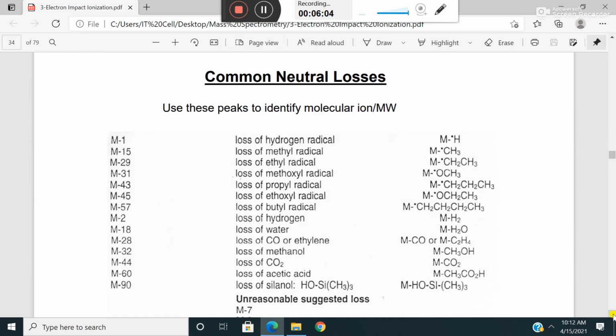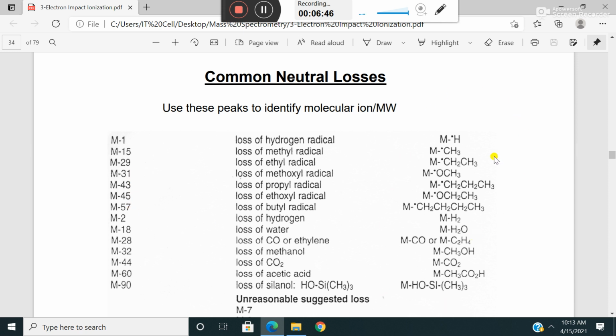So what about the neutral losses? What about the common neutral losses? In the mass spectra, we sometimes see some neutral losses repeatedly. For instance, if one hydrogen is lost, you will get an M minus 1 peak, right? If methyl is lost, you will get the M minus 15 peak. Similarly, if an ethyl group is lost, you will get M minus 29 peaks. So you can remember all these losses, M minus 15, M minus 29, M minus 31 for the loss of a methoxyl radical, right? This one, 29, 31, 43, 45.